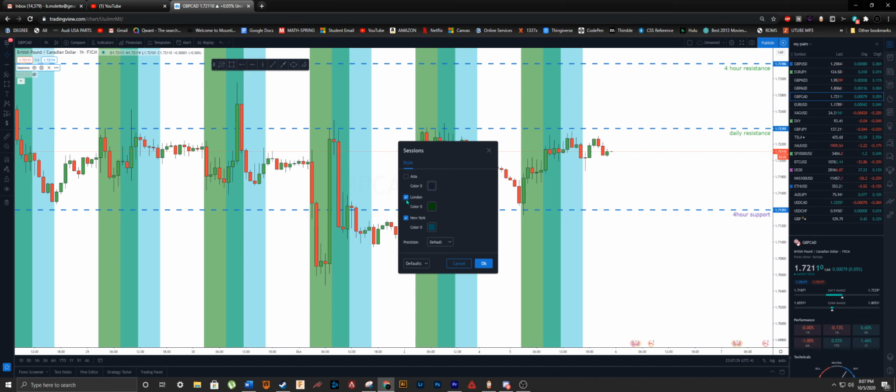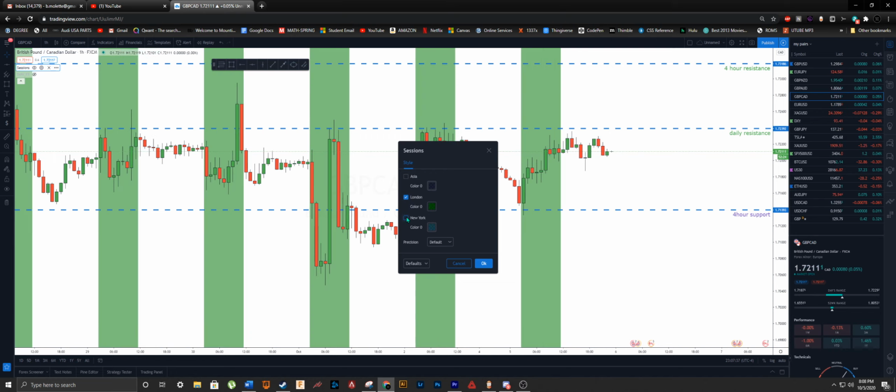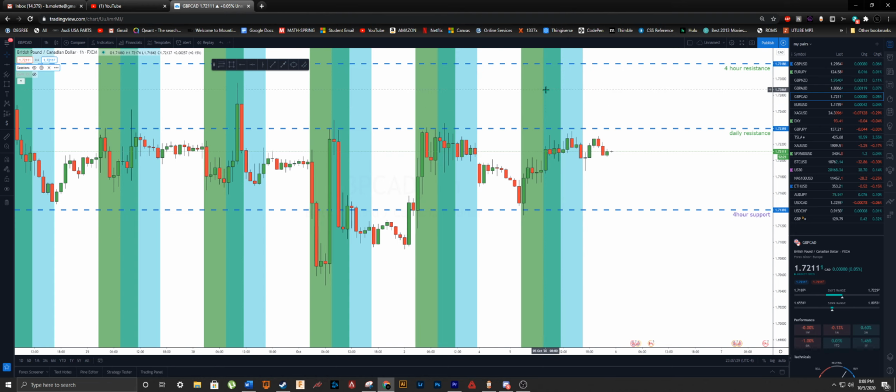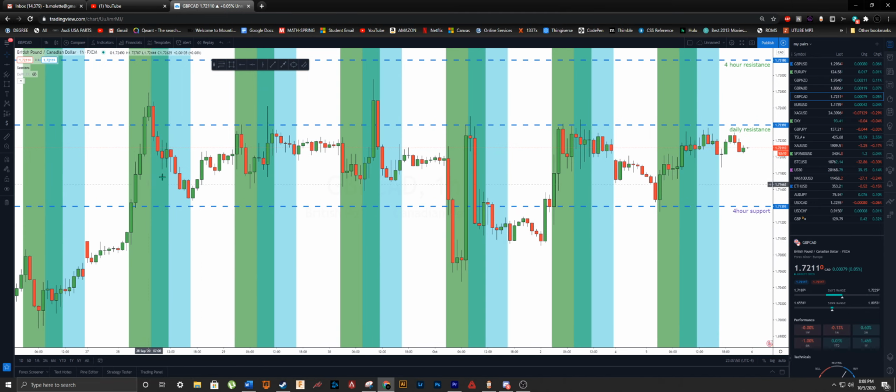so I don't leave that one highlighted, but I have my London session green and my New York session blue. Where you have this difference in color, that's just the overlap between the London session and the New York session, and that's when the market tends to be a lot more volatile. You can see here in the sessions it's moving, here in the sessions it's moving.